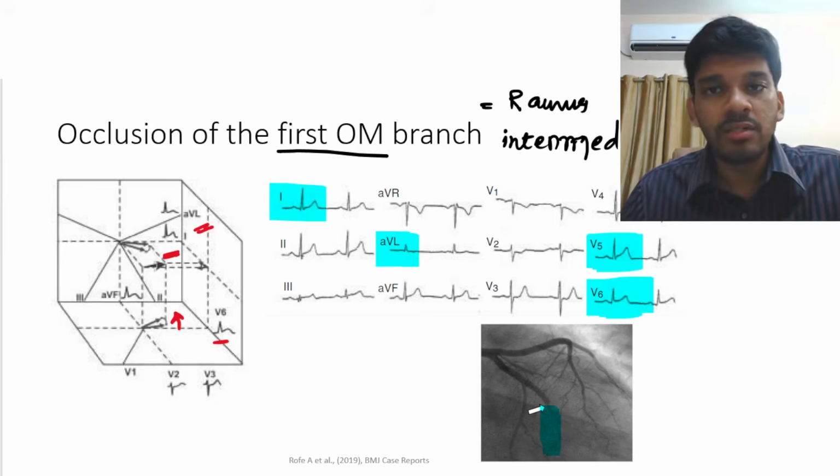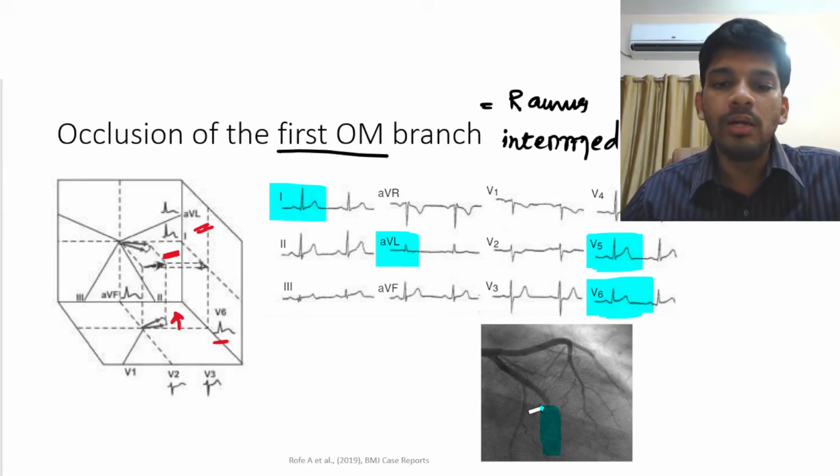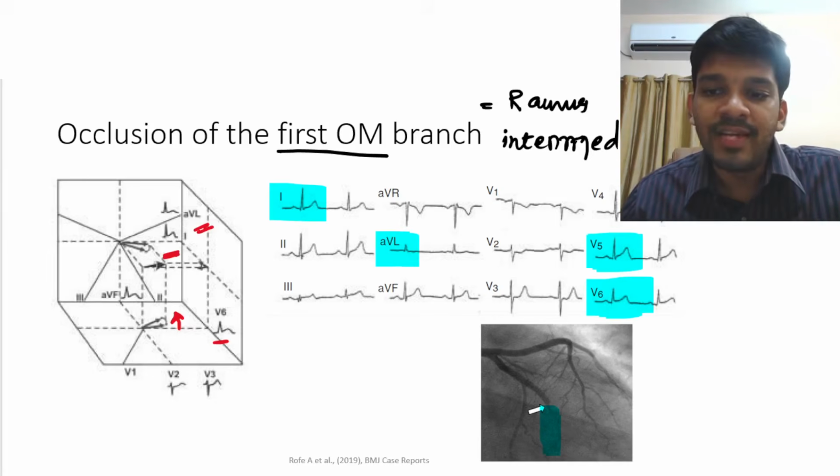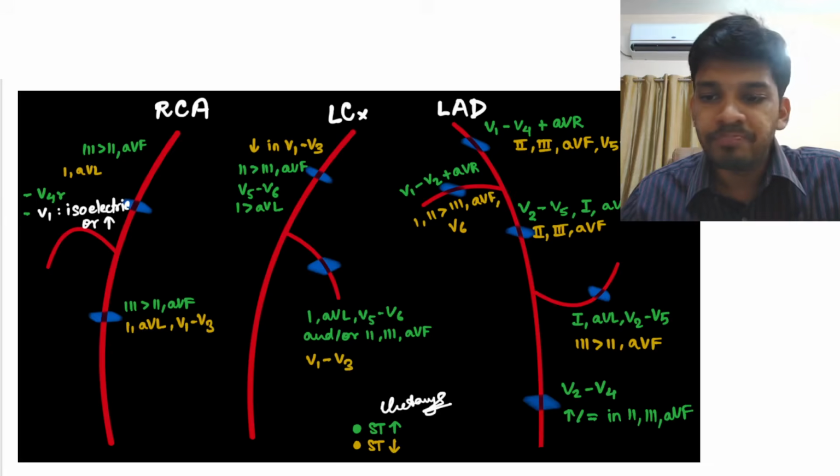Injury vector is left, somewhat posterior. Sometimes can be upward, sometimes can be downward, or it can be neutral. Main ST elevations in 1, aVL, V5, V6. Sometimes you get inferior lead ST elevations, because somewhat it can be downwards, you can get in 2 and aVF. So that is the pattern here for the MI.